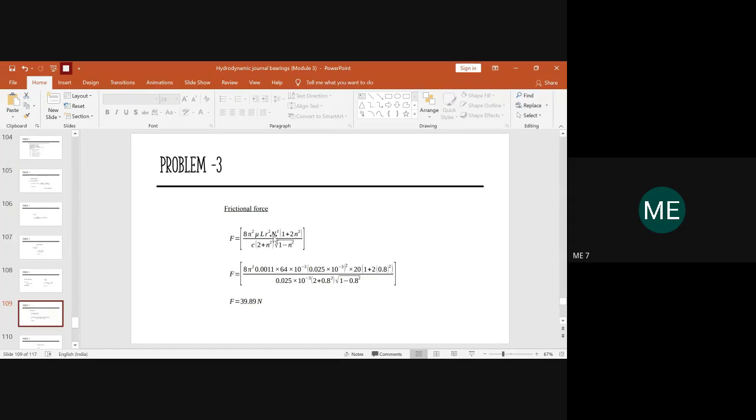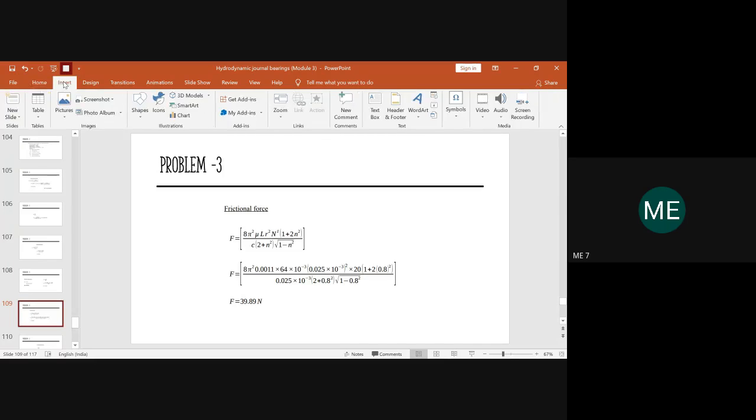So the N value will be 1200 into 1 plus 2 into eccentricity ratio 0.8 whole square, divided by the value of C, the radial clearance. It is the same, 0.025 into 10 raised to minus 3, and then you will multiply into 2 plus 0.8 whole square into root of 1 minus 0.8 whole square. Your 60 won't come into the picture, and in the first one they had made a typo error, so I asked not to add 60. So now you substitute and let me know the value of F, the frictional force.